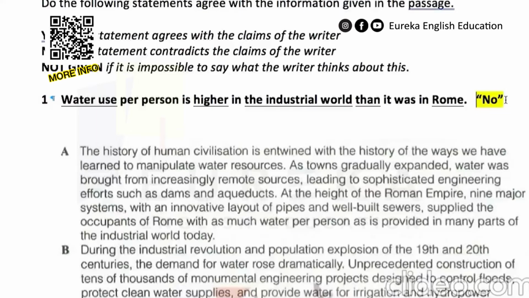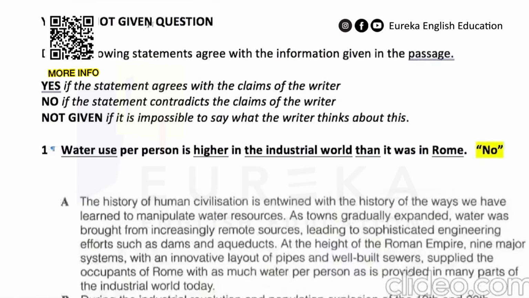So that's pretty much it for the brief discussion and explanation about this question type. You need to do a similar thing for the rest of the questions, specifically related to this question type, Yes, No, Not Given. So I guess that's all for today, and see you in the next video.